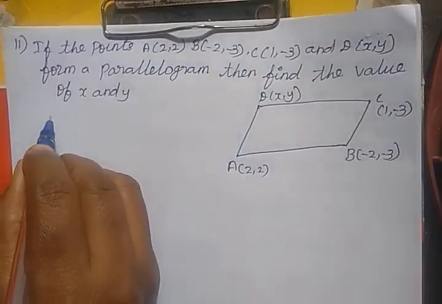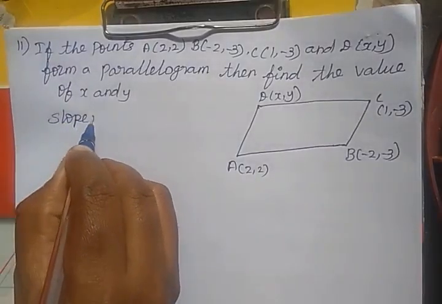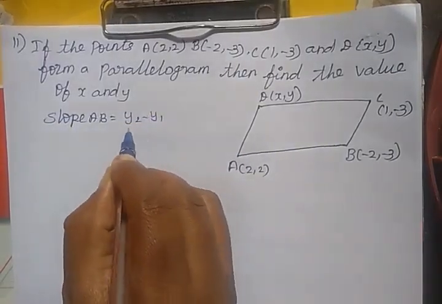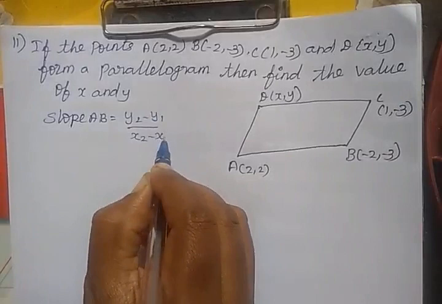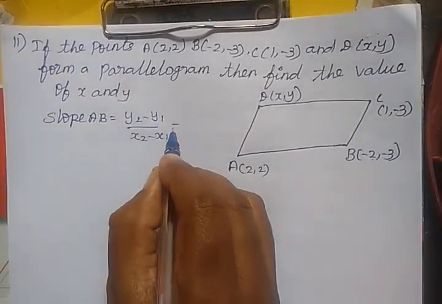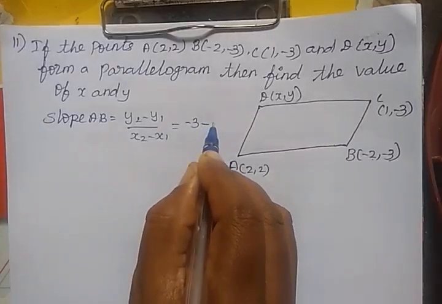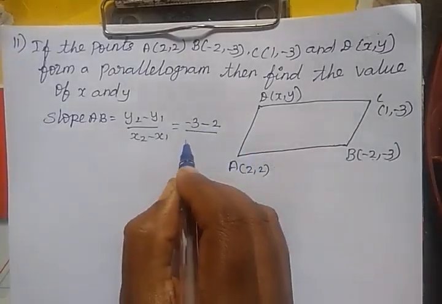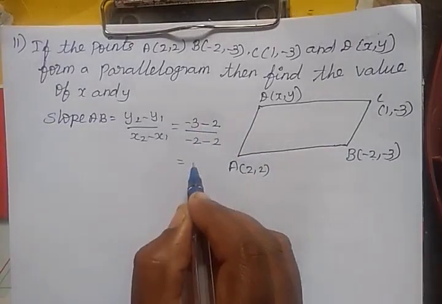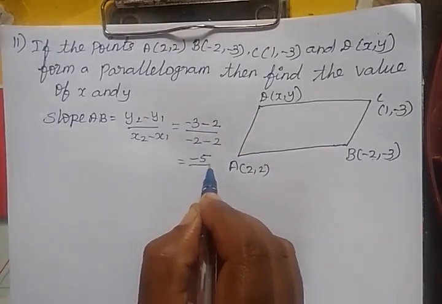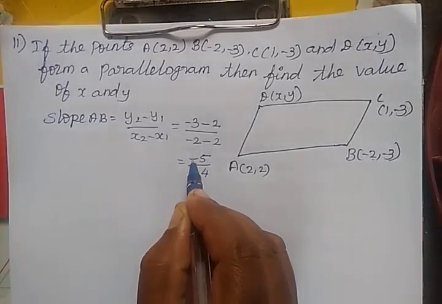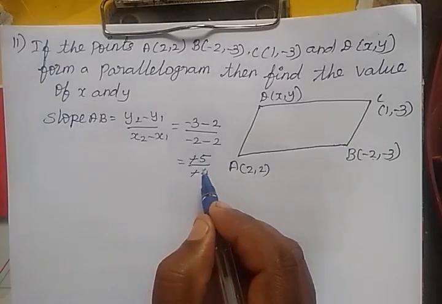So slope of AB is equal to (y2 minus y1) by (x2 minus x1). This is x1 y1, x2 y2. Here y2 is -3, y1 is 2. x2 is -2, x1 is 2. -3 minus 2, both are minus, so add that, that is -5. Here also -2 minus 2, that is -4. Minus minus cancel, so plus 5 by 4.